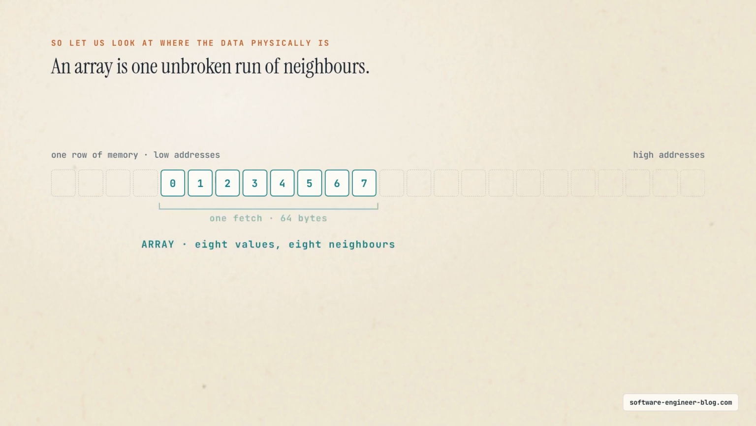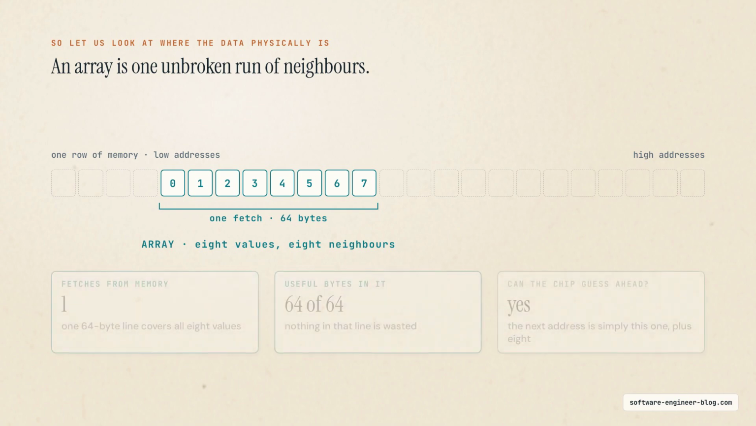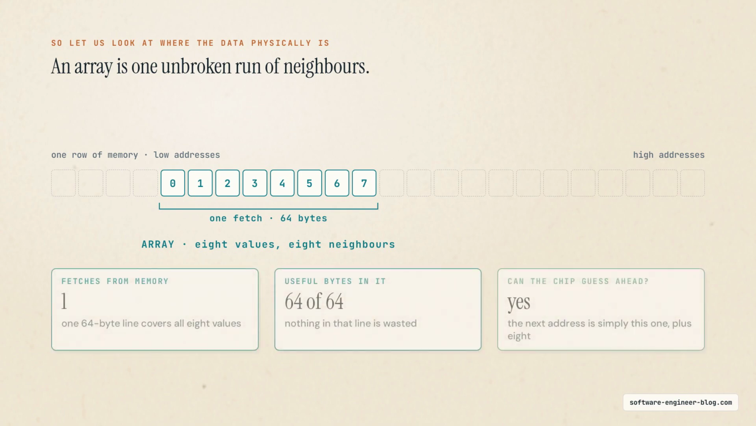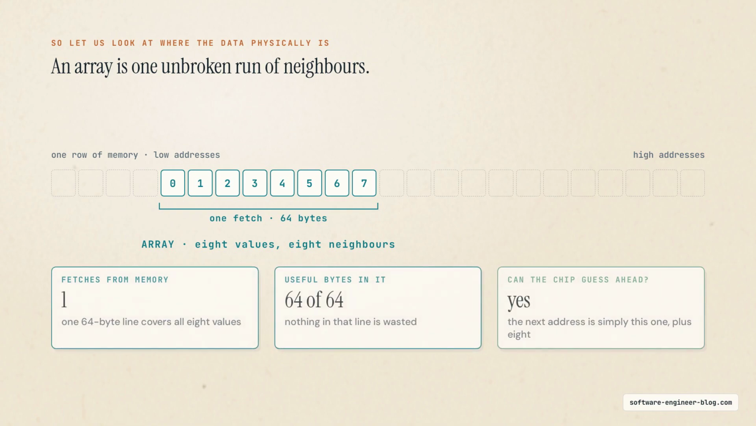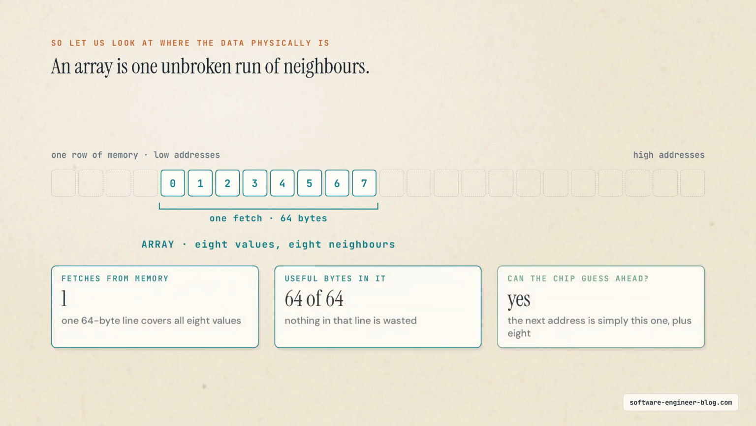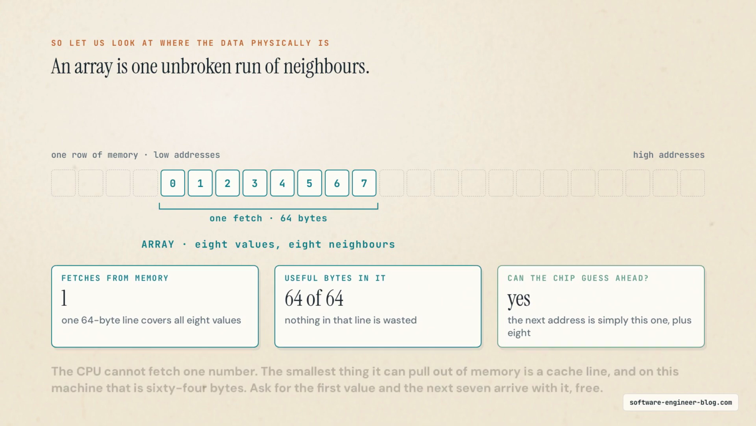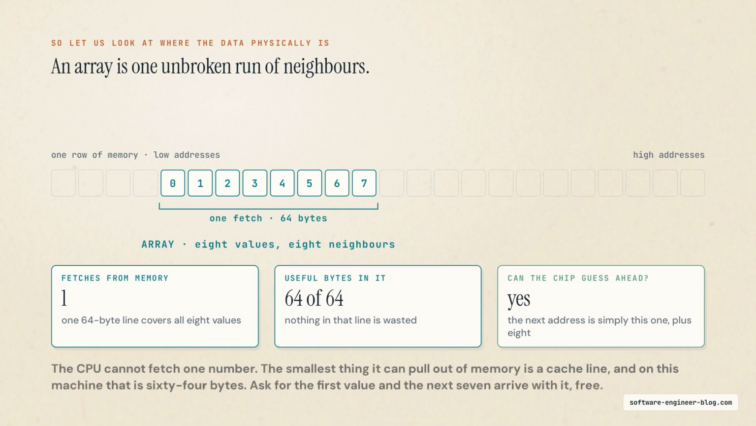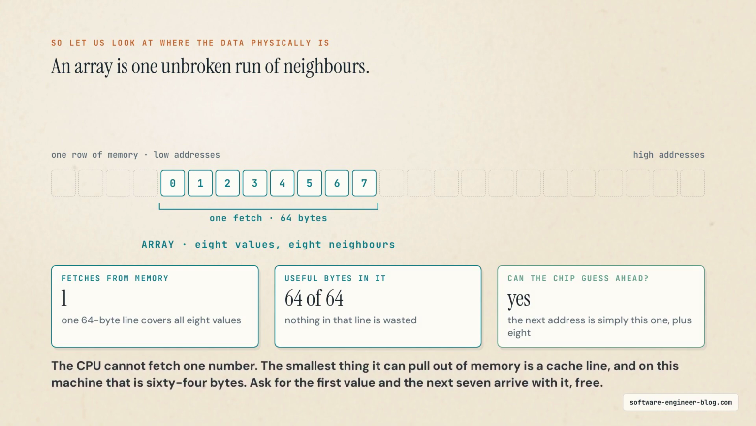Now the important part. The CPU cannot fetch one number. The smallest thing it can pull out of memory is called a cache line, and on this machine, that is 64 bytes. So when you ask for the first value, the next 7 arrive with it, for free. That is one trip to memory, 64 bytes fetched, and 64 bytes useful, nothing wasted. And the chip can guess ahead very easily, because the next address is simply this one plus 8.